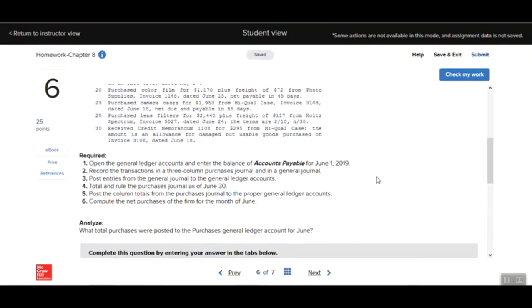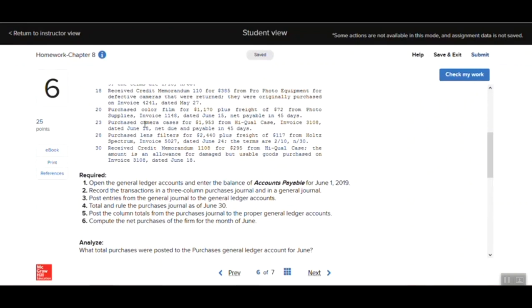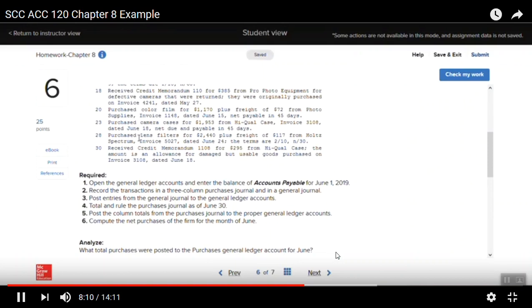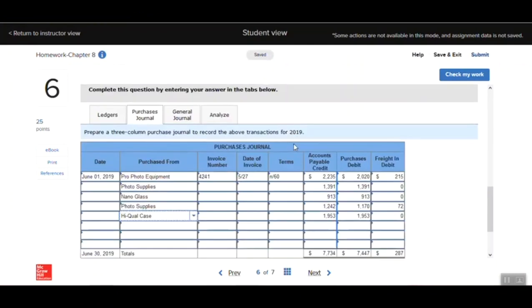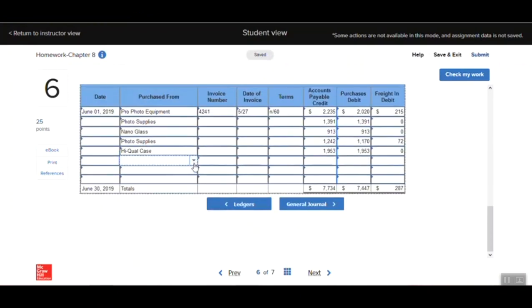And let's see what's next. Purchase lens filters for $2,440 plus freight of $117 from Holtz Spectrum. So we're going to put in Holtz Spectrum and $2,440. They charged us freight of $117, so we're going to add those two amounts to come up with $2,557.